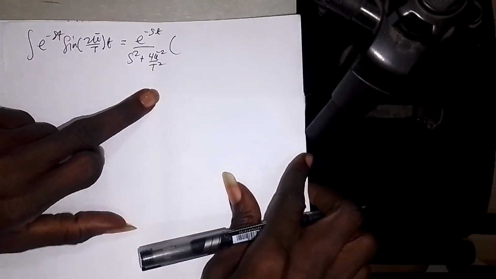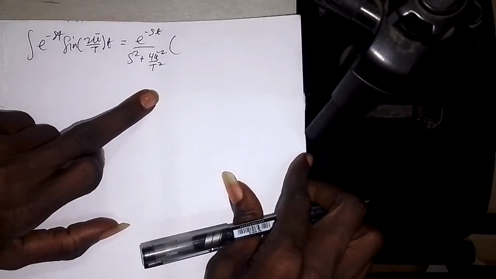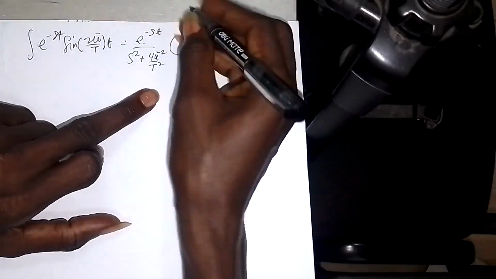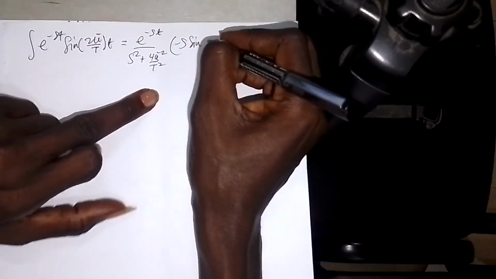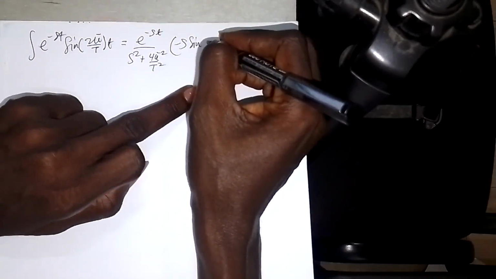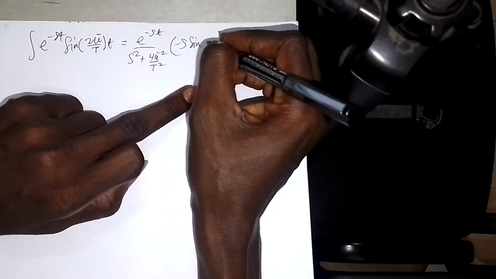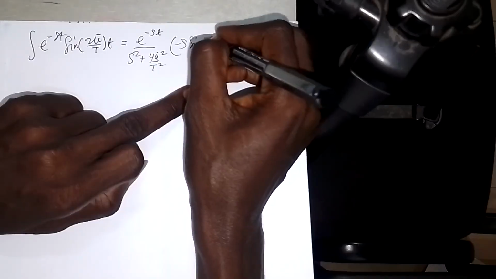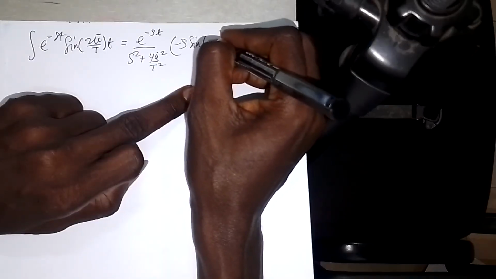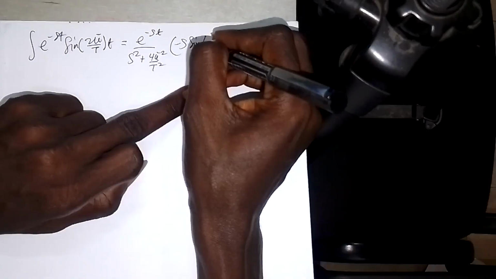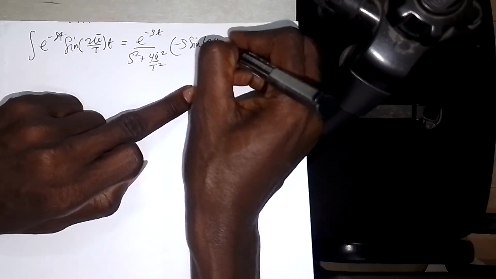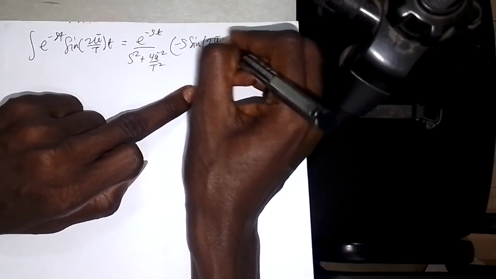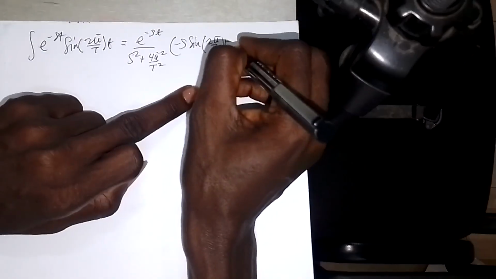So what is going to be that a sine bx? I know that a is minus s, so minus s sine bx. And b is 2 pi on T, so I get 2 pi on T times x, and the x here is t.